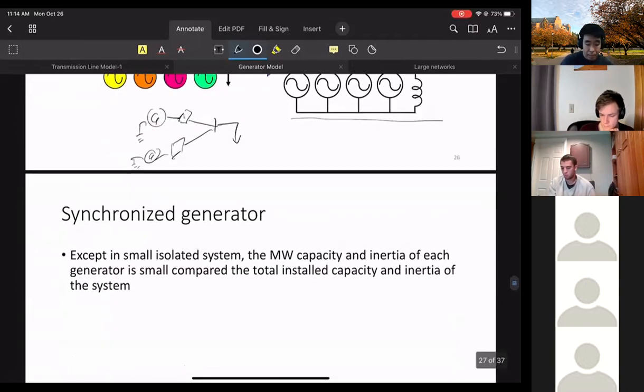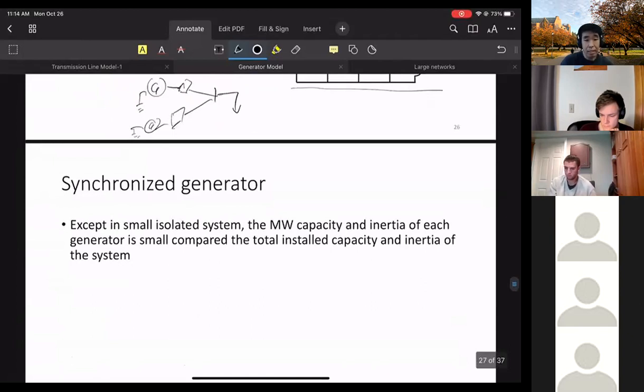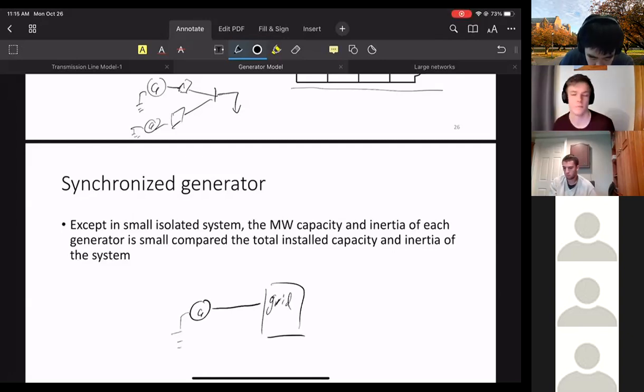And the assumption we make is that each generator is fairly small compared to the rest of the system. So we always assume that we have a generator and we connect it to the rest of the system. So this is the grid. Whatever we do as a generator is not going to impact the grid very much. The assumption is always that our generator is quite small compared to the entire grid.